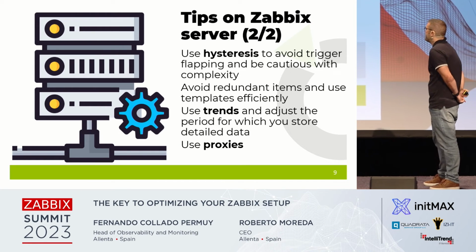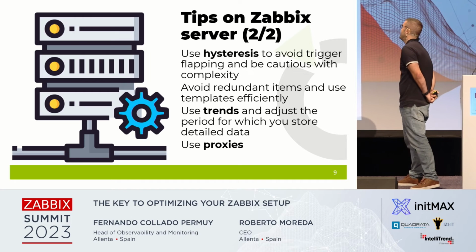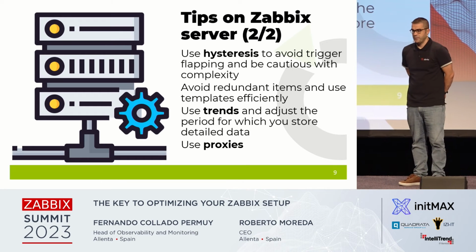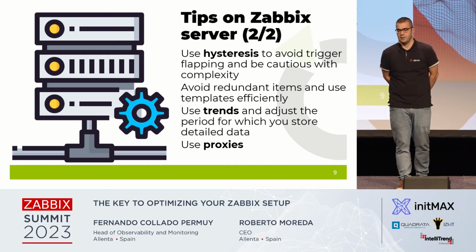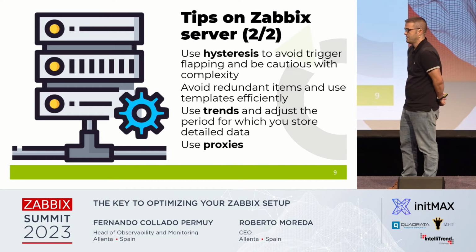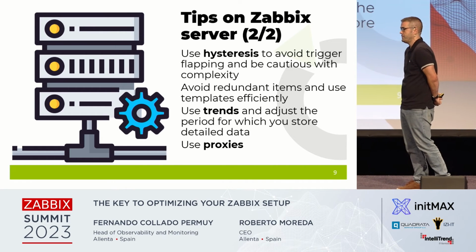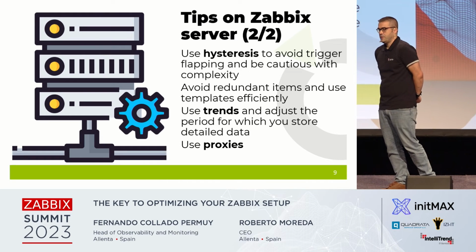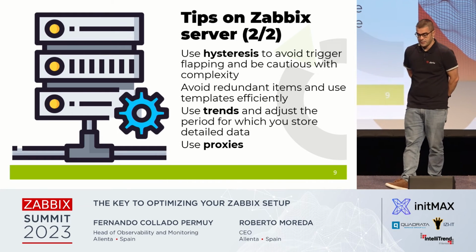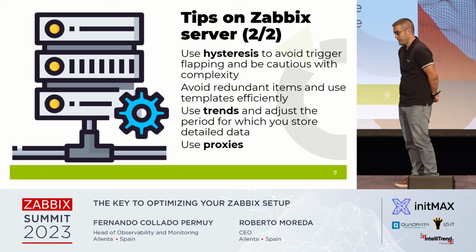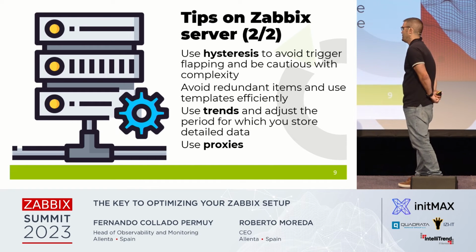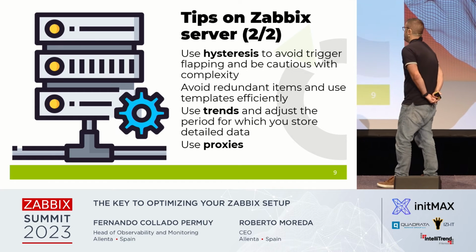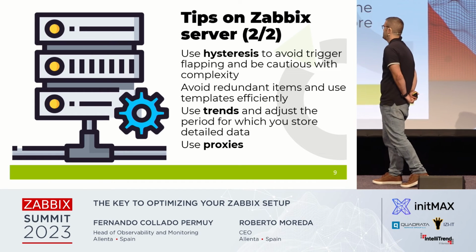Another thing that you have to think very carefully about is, okay, I have to configure my triggers, and triggers sometimes have to use a lot of history data. You have to be very careful because you have to increase your value cache a lot. You could use a lot of triggers that have a lot of complexity or that are not very well formed, and it could end in a very flapping scenario or a huge amount of alerts.